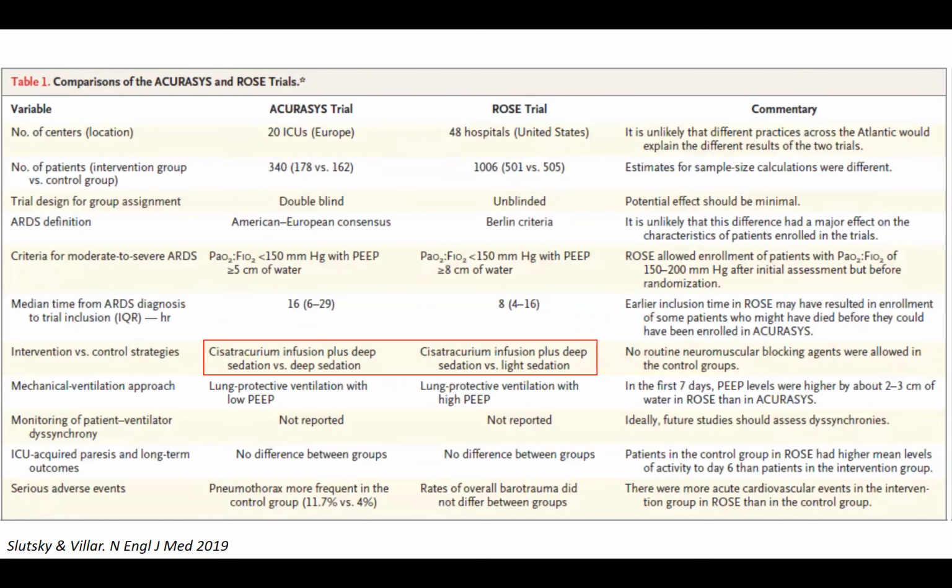What we know is if you're not treating chronic people, like we're not for the most part, and you're not giving them deep sedation, which we don't, just giving them paralysis is not gonna help.